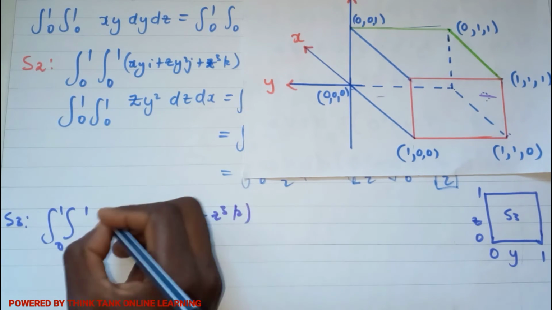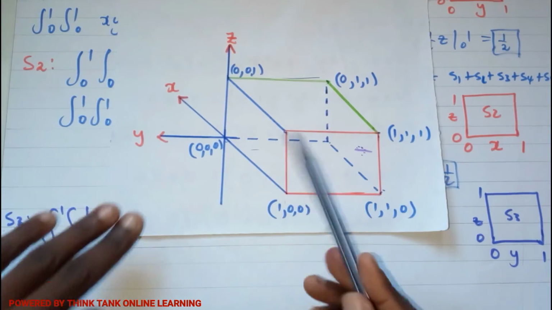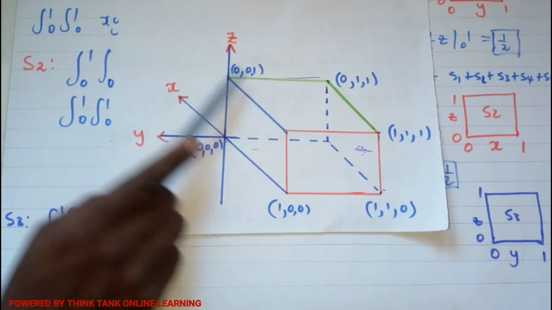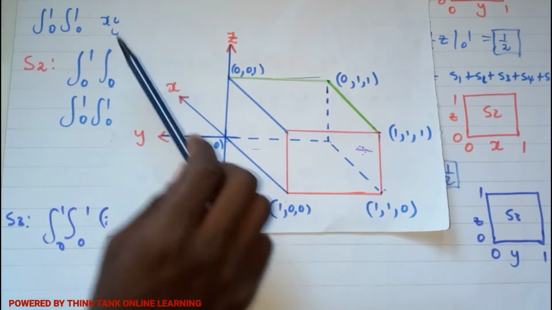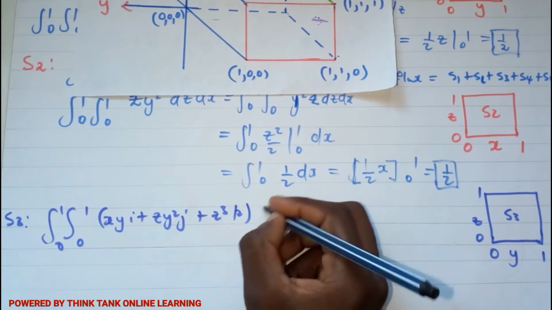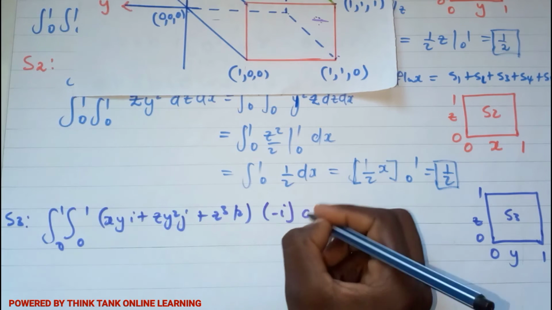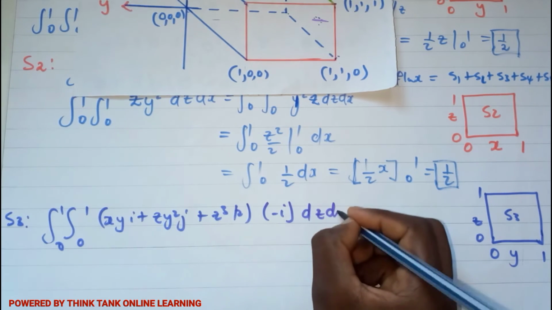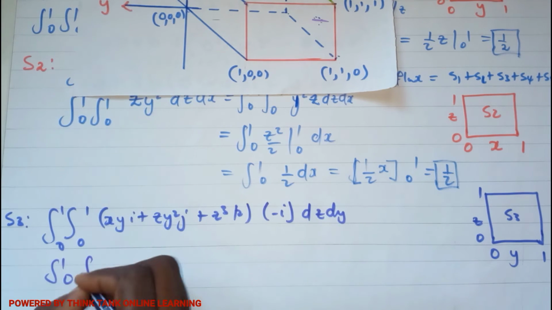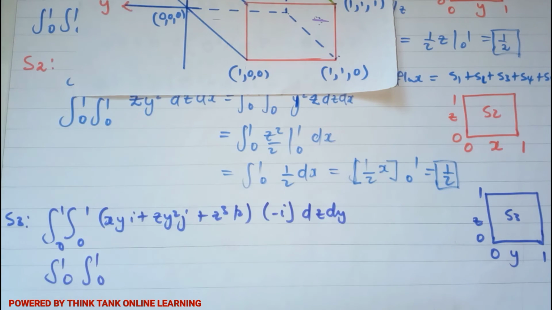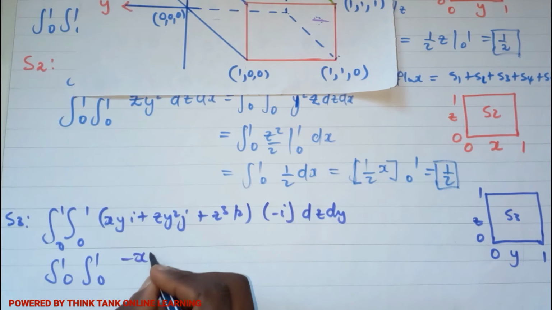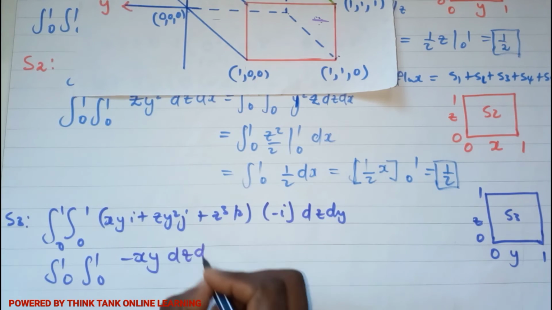Okay, so for this surface, the outward normal, which is perpendicular to the surface, is going to be outward, in the negative x direction. So that means our normal is going to be negative i, and we are saying dz dy. So if we simplify, we're going to have the integral from 0 to 1, 0 to 1, then if we multiply their components, we're going to have negative x y dz dx.